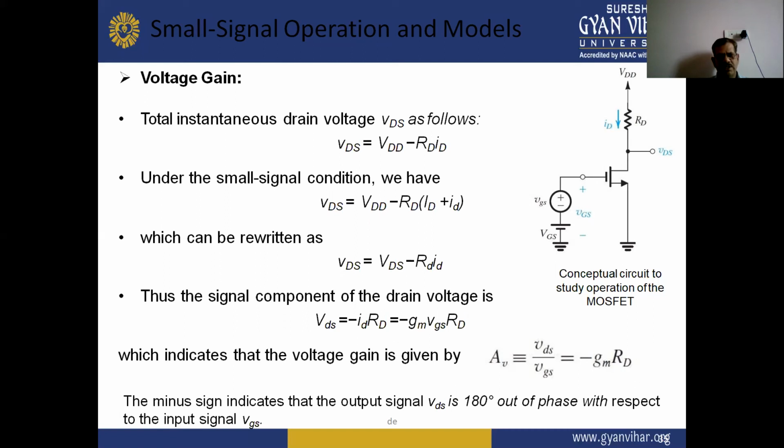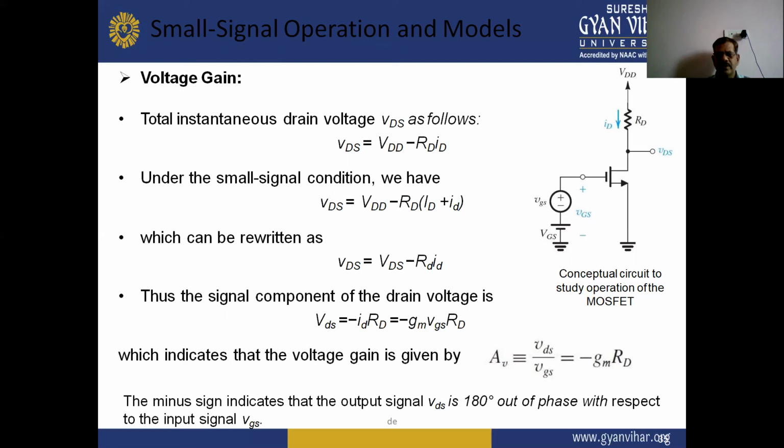So thus the signal component of the drain voltage is vds equal to minus id RD, or equal to minus gm vgs RD, which indicates that the voltage gain Av, that is vds upon vgs, is equal to minus gm RD. The minus sign indicates here that the output signal vds is 180 degrees out of phase with respect to the input signal vgs.